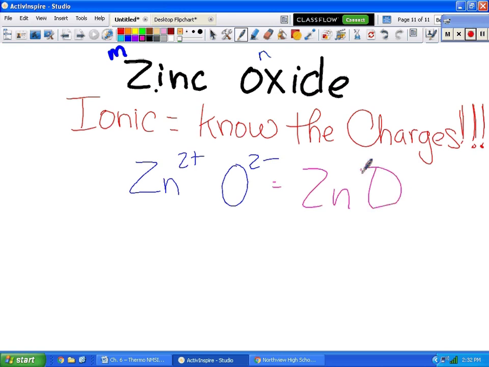That was pretty simple, right? Not hard at all. Now, if you did the crisscross method, I do want to show you this because we've talked about it. If you pulled that down and you pulled that down and you had Zn2O2, why could you not leave it like that? Because it's not reduced. Okay, you have to have it reduced. It's got to be in the simplest whole number ratio.